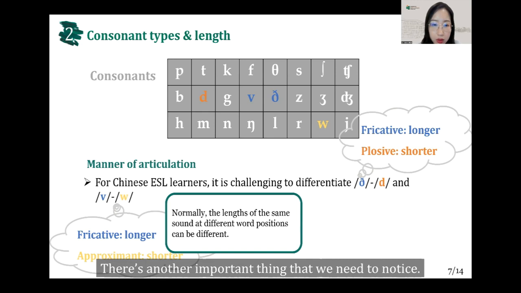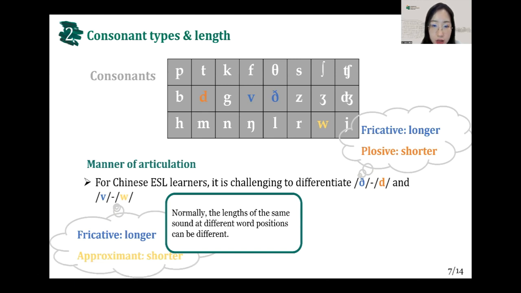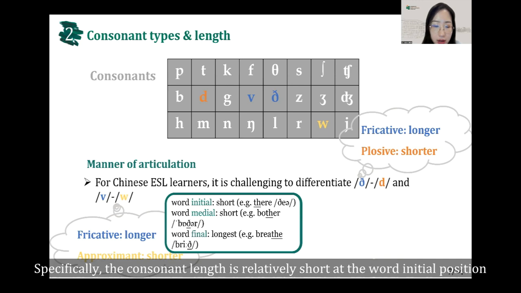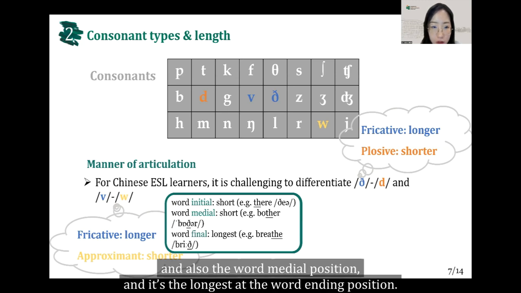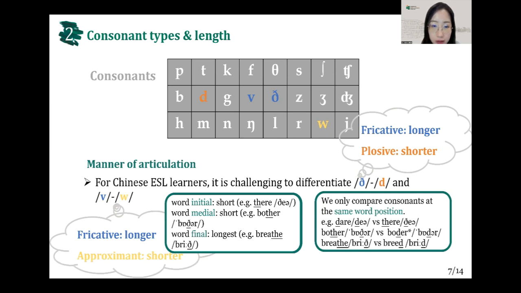There's another important thing that we need to notice. Normally, the length of the same sound at different word positions can be different. Specifically, the consonant length is relatively short at the word initial position and also the word medial position, and is the longest at the word ending position. In this project, we only compare consonants at the same word position.